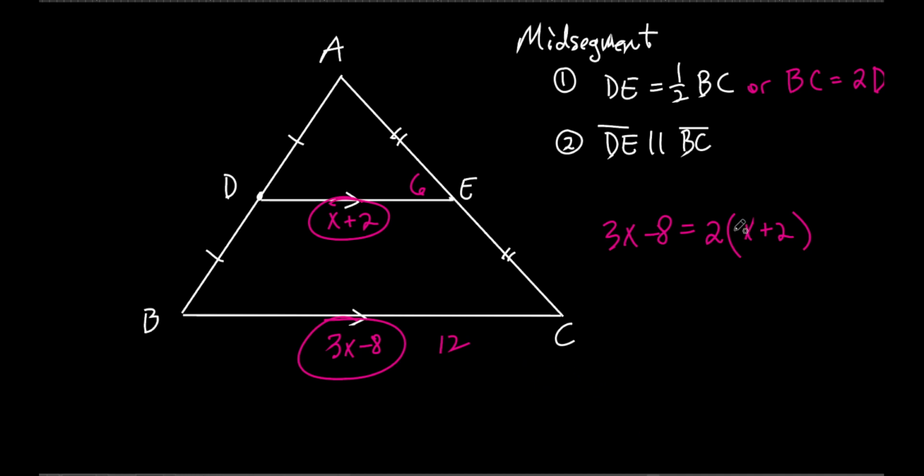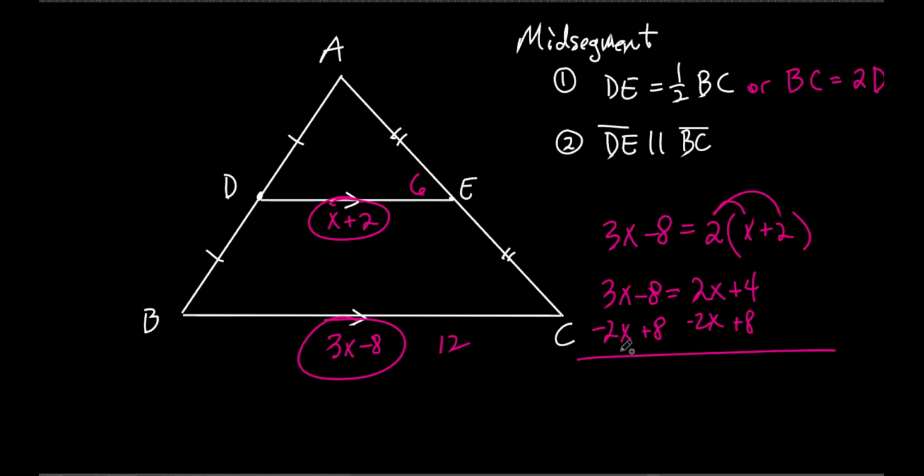You should be able to. We've done a ton of this year. So let's do it. 3x minus 8 equals what? Distribute. 2x plus 4. I'm going to do this quick because I'm running out of time. Subtract 2x from both sides. This is something that should be almost second nature to you. I'm going to add an 8 to both sides.